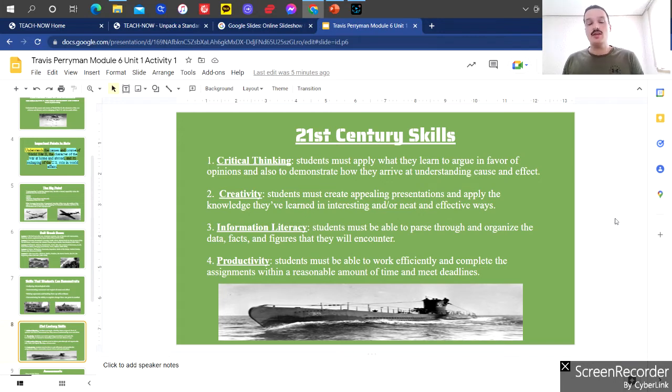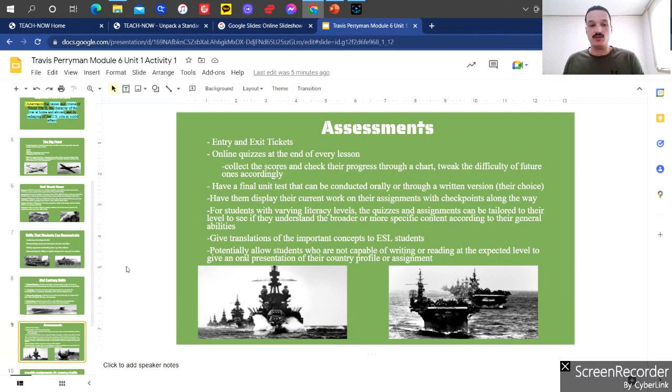Information literacy, this is especially important because they're going to have lots of information thrown at them: data, facts, figures, dates, and they will need to be able to parse through that and organize it. And productivity, they must be able to work efficiently and complete the assignments within a reasonable amount of time and meet deadlines. Of course, I can be flexible on that.